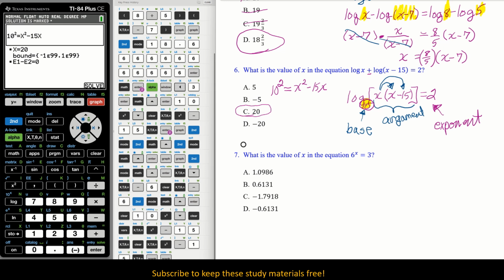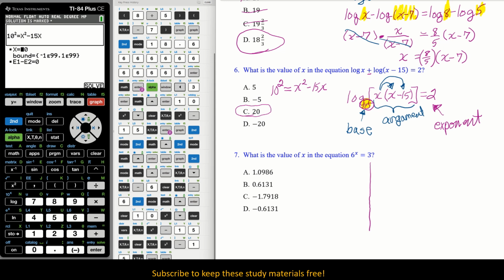Okay. All right. Let's go to number 7. What is the value of x in the expression 6^x equals 3? Well, I'm going to solve this with natural logarithms because that's simply just how I do things. And you need to have that skill. So there's also another way to do it. Actually, let's just do this.